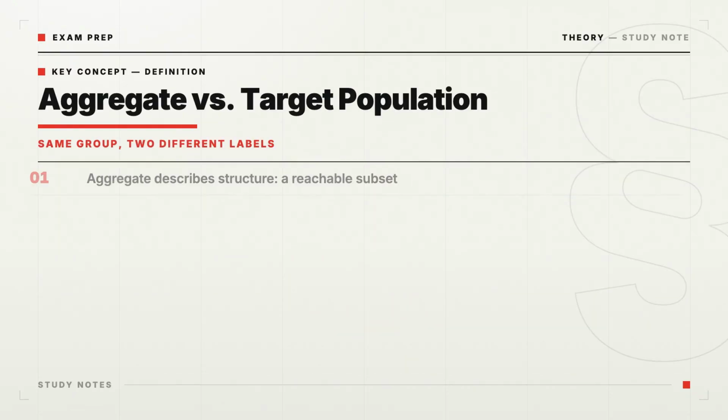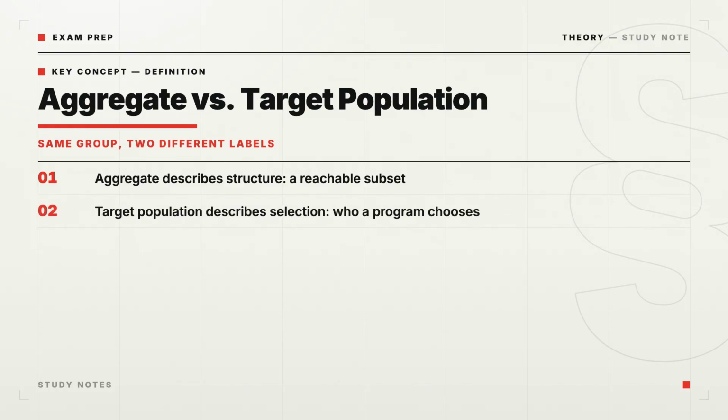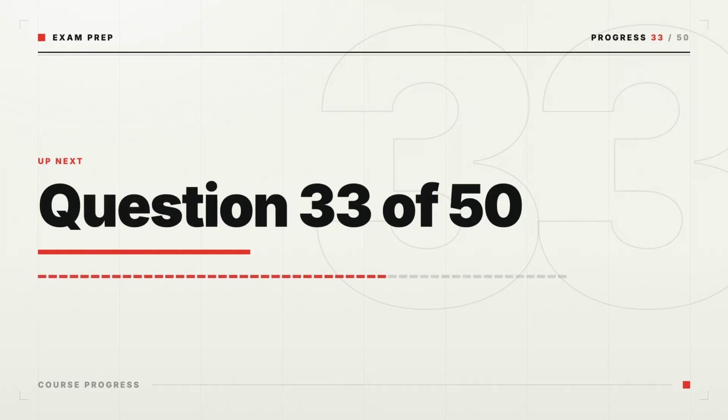Don't confuse aggregate with population or with target population. Aggregate describes structure, a reachable subset, while target population describes selection, the group a program chooses to serve. The same pregnant teens in one county can be both at once, an aggregate by structure and a target population once a program picks them.